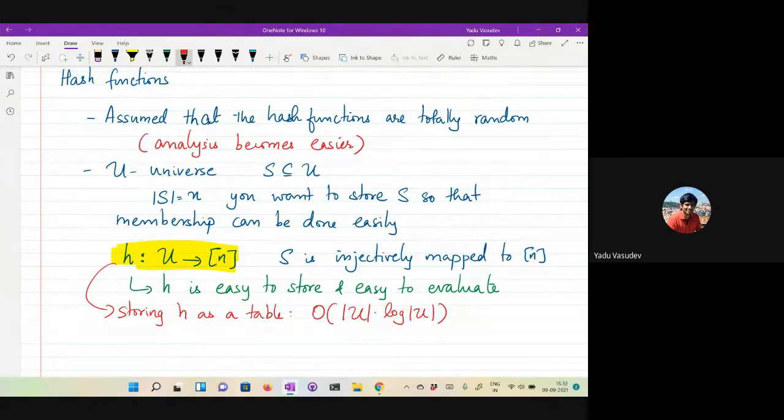And with purely random functions, you cannot do any of this. If you have a purely random function, then the only way to store it so that it can be computed easily is as the entire table itself, which does not suit our purpose. It defeats the purpose of having an efficient data structure for membership. So in practice, we cannot assume that the hash function is purely random, whereas for our analysis, we assume that the hash function is truly random, so that the analysis becomes easier.